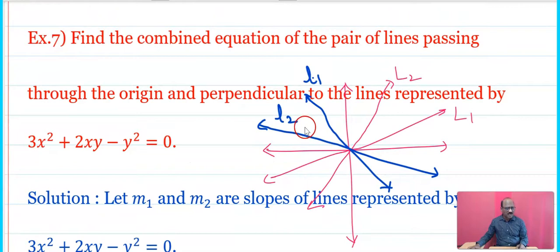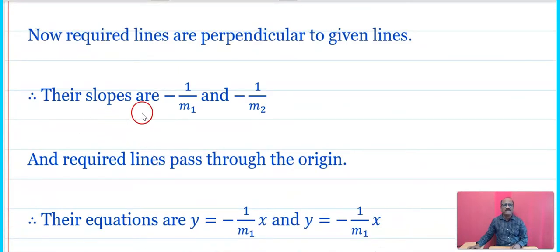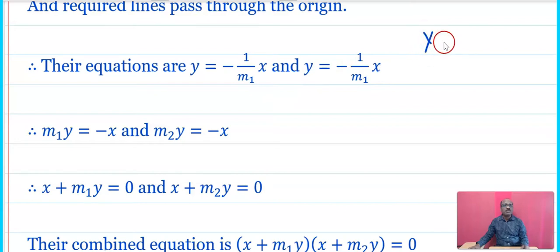These blue colored ones are my required lines. They are perpendicular to the given lines. L1 and L2 are my given lines, which are in the form of the joint equation. Therefore, their slopes will be the negative reciprocal, and the required lines pass through the origin. Therefore, the equation will be of the form y is equal to mx. So y is equal to minus 1 upon m1 x and y is equal to minus 1 upon m2 x. Therefore we can form m1 y is equal to minus x, m2 y is equal to again minus x.